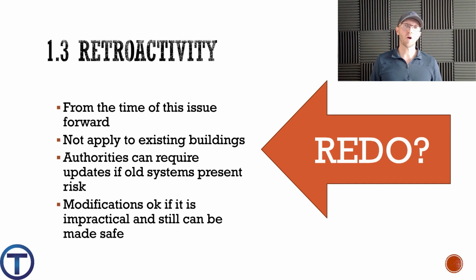1.3, retroactivity. The question is, once you have a code, does that apply to existing systems? Here's what it has to say about retroactivity. From the time of the code issued going forward, then things must comply. This does not apply to existing buildings. Authorities can require updates of old systems if they see that there is a present risk. Also, modifications are okay if it is impractical and still can be made safe.